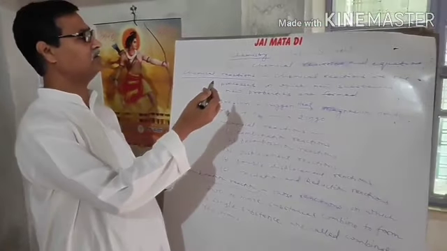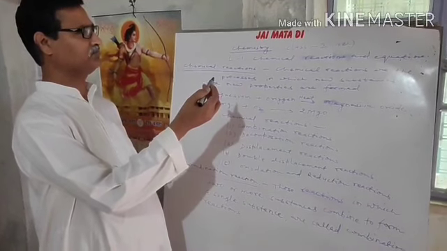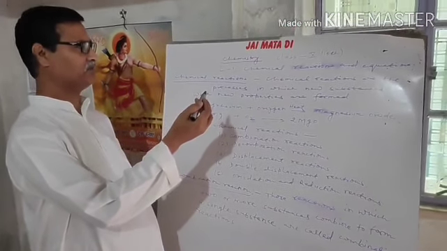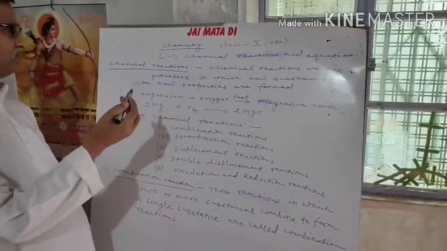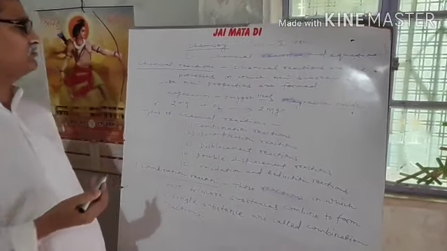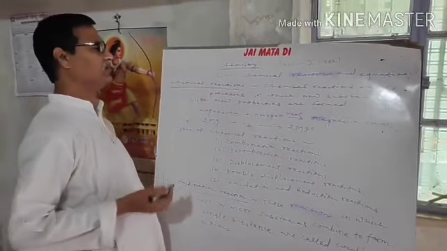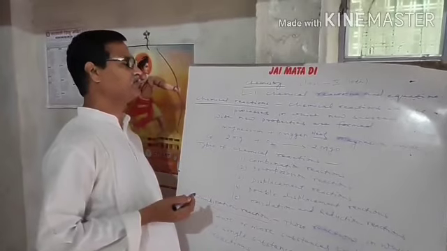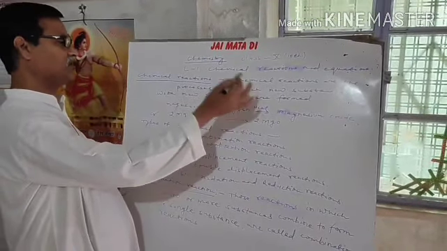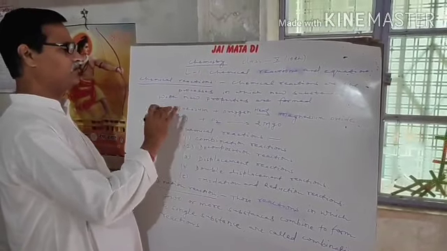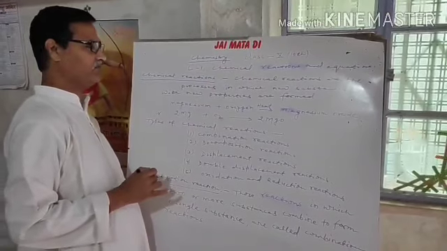Now I am starting lesson 1 of class 10th, subject chemistry. The lesson is chemical equations and reactions. At first we start with the definition of chemical reactions. Chemical reactions are the processes in which new substances with new properties are formed. For example, when magnesium reacts with oxygen, then magnesium oxide is formed.